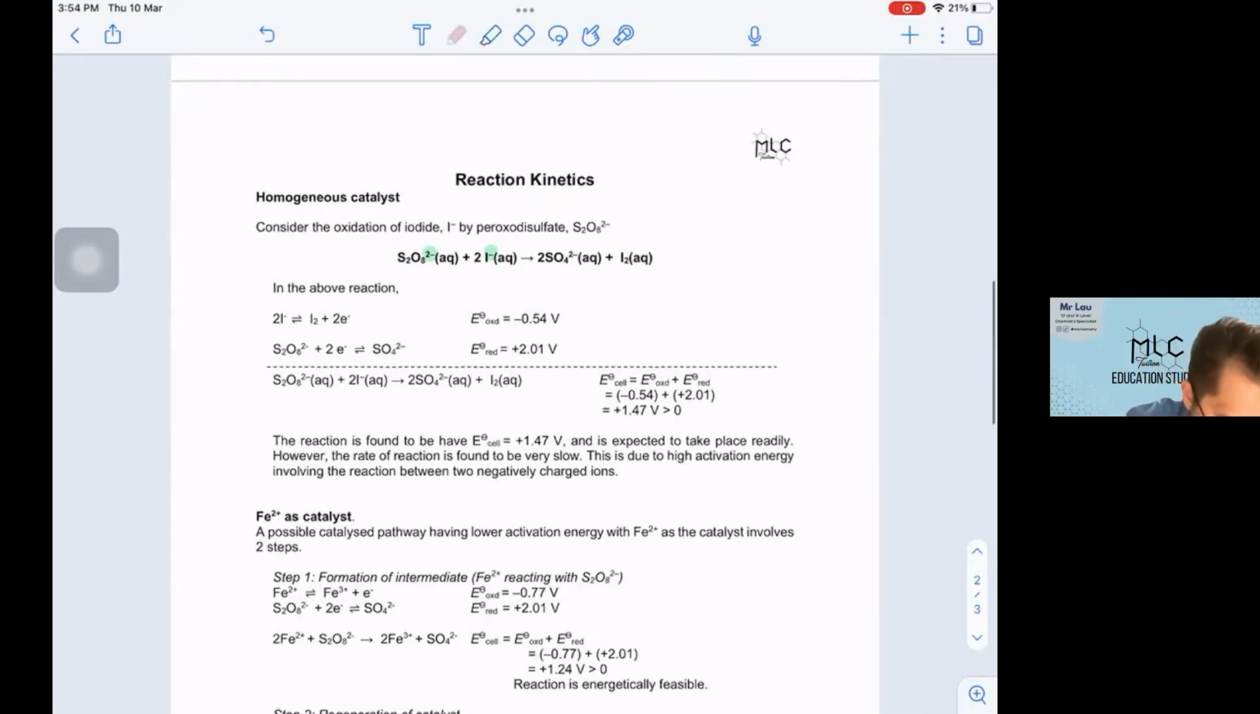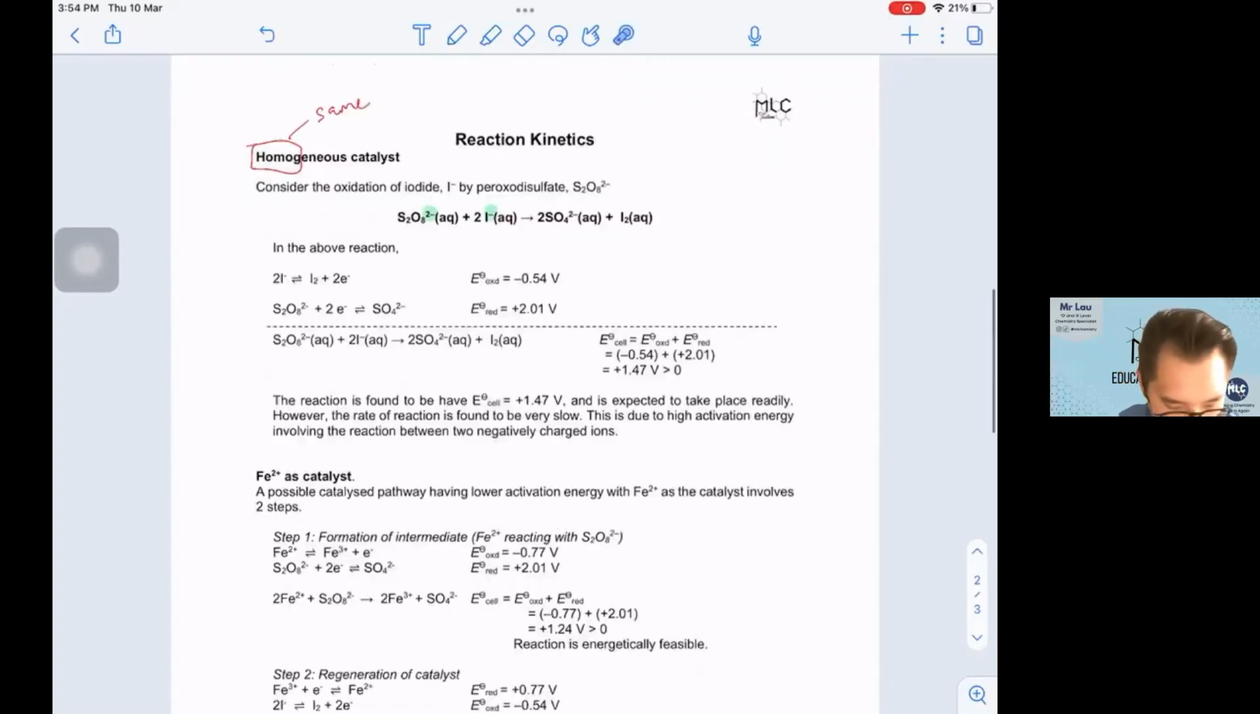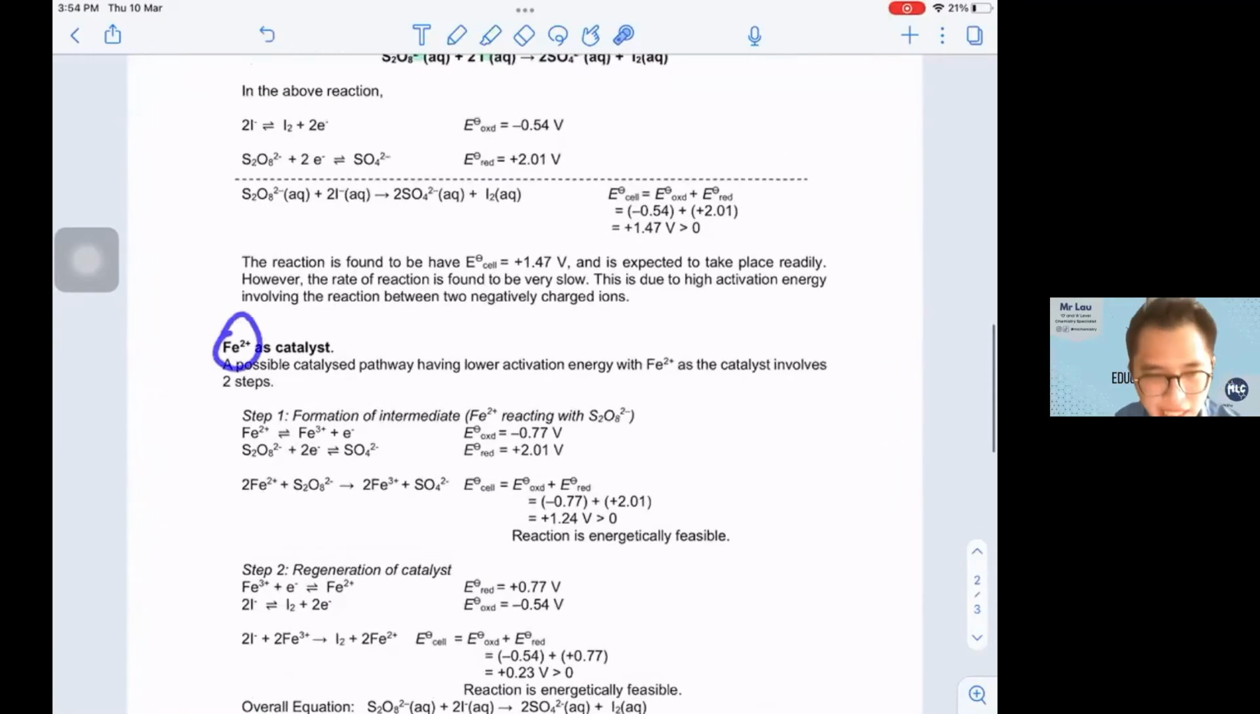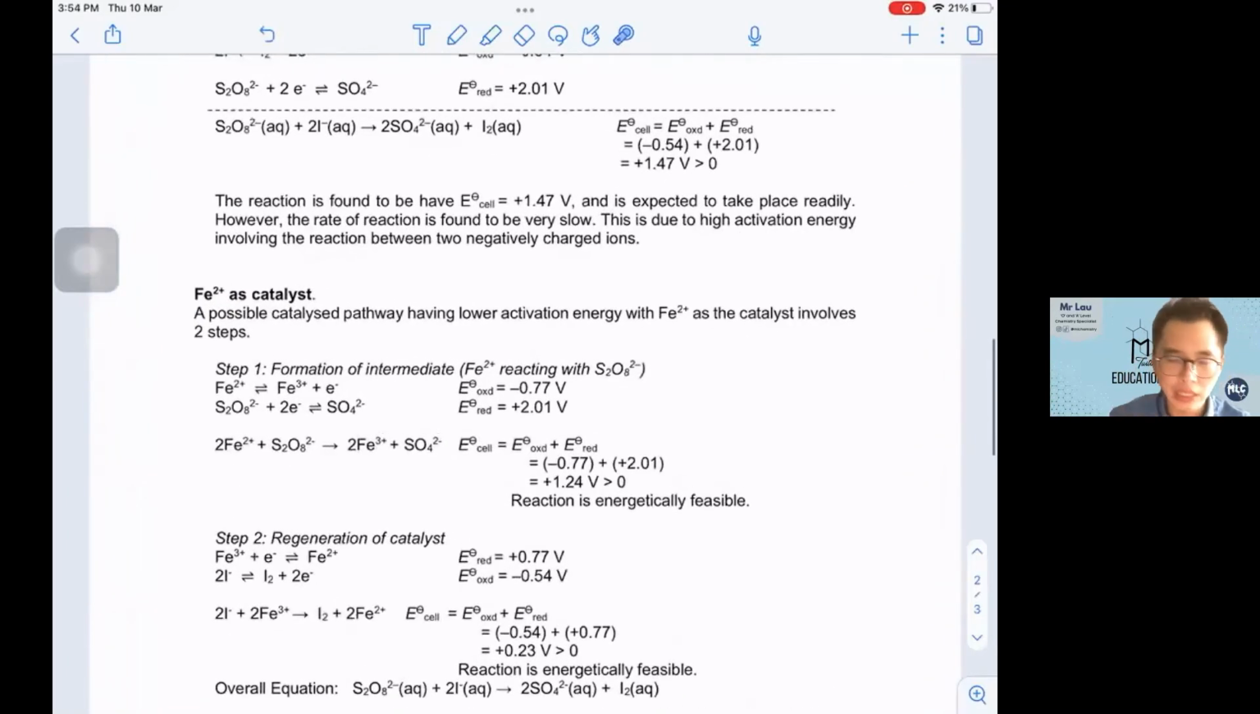Now, homogeneous catalysis means this. Homo means that it's the same, which means that the catalyst is in the same phase as my peroxydisulfate, which is aqueous, as well as the iodide, which is aqueous. Over here, we're using iron 2 plus as the catalyst. So how it works is, it will react separately with your peroxydisulfate as well as the iodide.